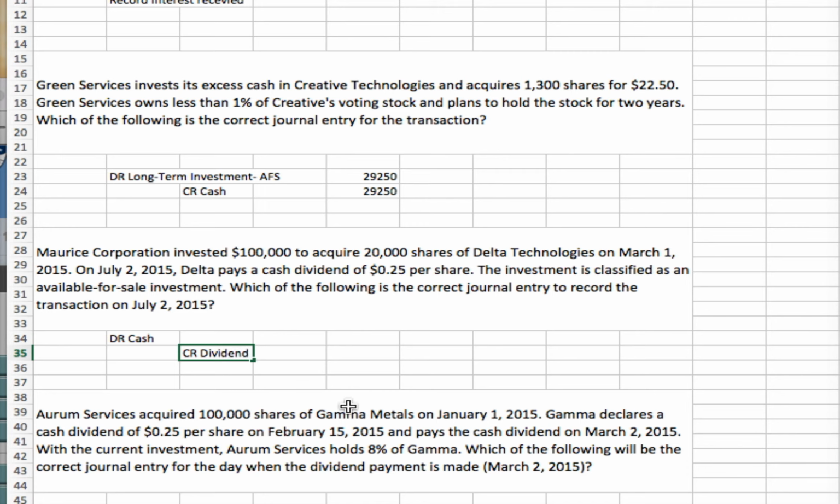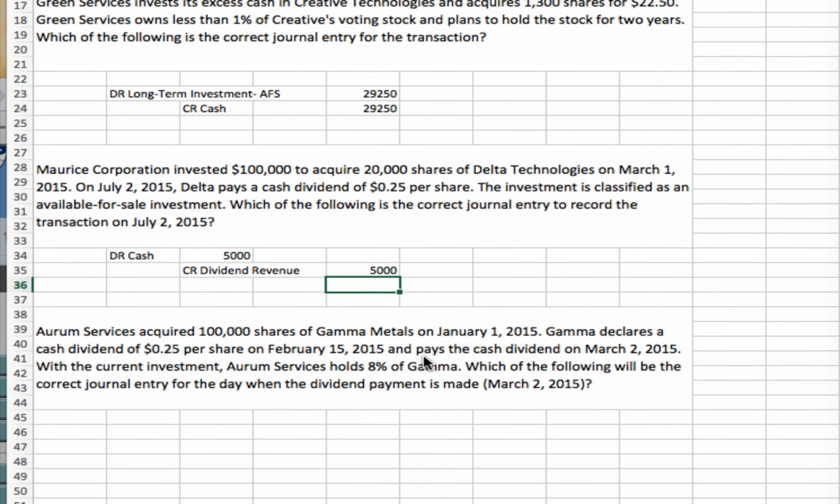Okay. So how much is it? It's just 20,000 times 25 cents, times 0.25 gives us $5,000. That's how much cash we get and how much we record as dividend revenue.